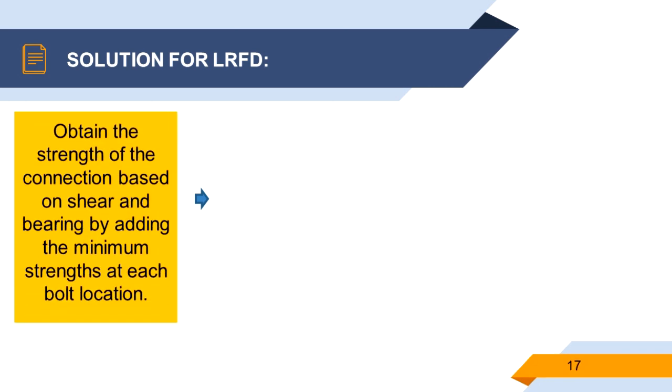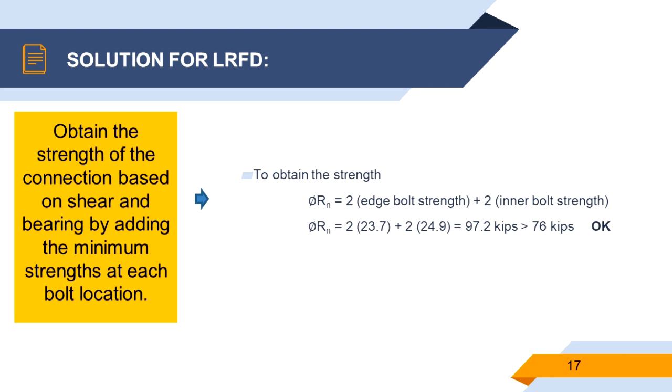Now, we will obtain the strength of the connection based on shear and bearing by adding the minimum strengths of each bolt location. To obtain the strength of the connection based on shear and bearing, we consider the total strength of the connection to be the sum of the minimum strengths at each bolt location. Thus, phi Rn is equal to 2 times edge bolt strength plus 2 times inner bolt strength. So, 2 times 23.7 plus 2 times 24.9, we get 97.2, which is greater than 76 kips.